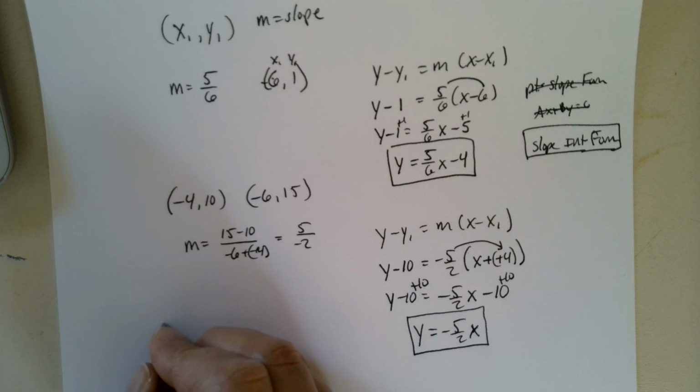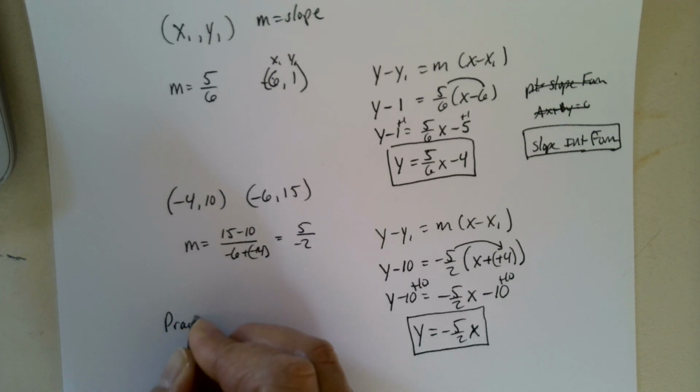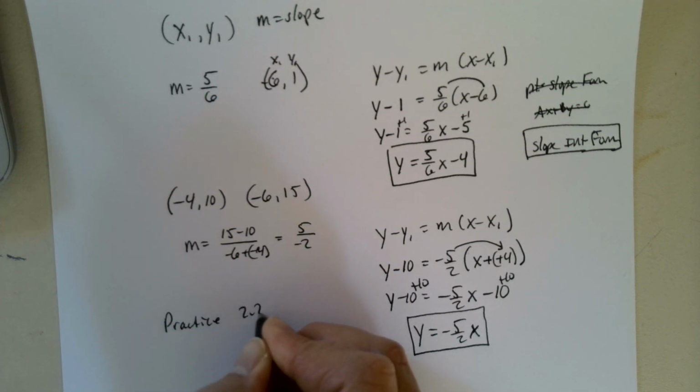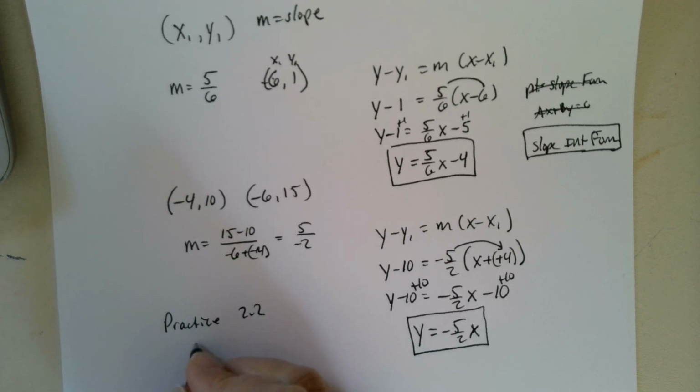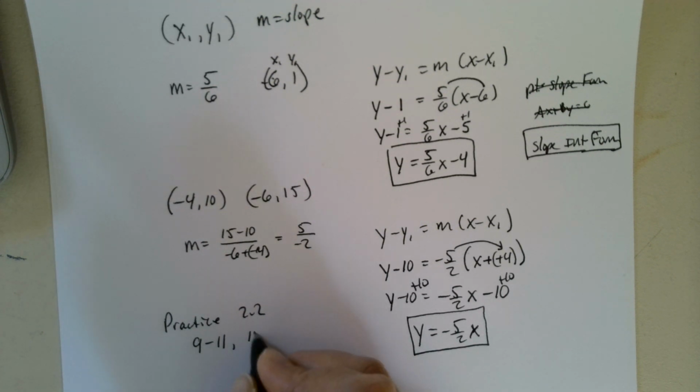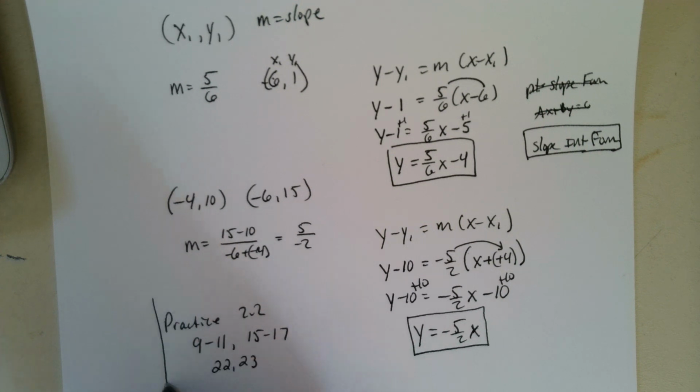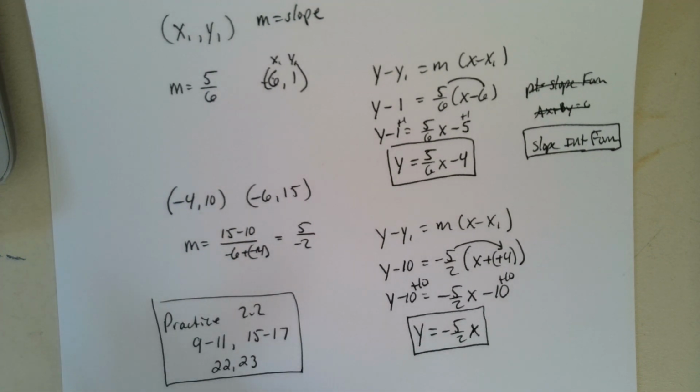On the same worksheet that you had yesterday, that practice 2.2 worksheet, I want you to go back and do 9 through 11, 15 through 17, 22, and 23. Those will be the problems for you to work today.